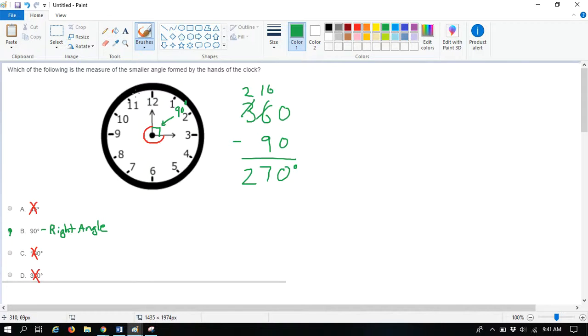That's the larger angle, but they want the smaller angle. Well, the smaller angle is the 90-degree right angle. So it couldn't be 45. 45 would be half of 90. It couldn't be 180 because 180 is just a straight line. That would be half the circle. And it can't be 360 because that's the entire circle. You get 360 if you start at one point and go all the way around. So the larger angle is 270 degrees, and the smaller angle is 90 degrees.